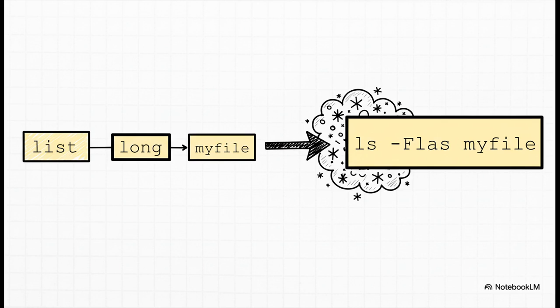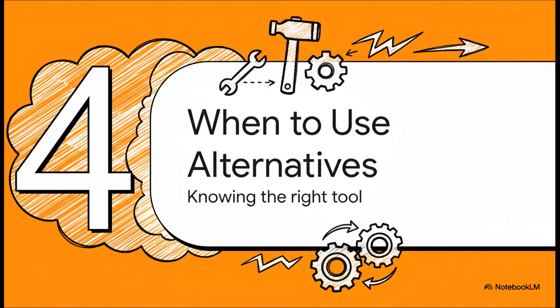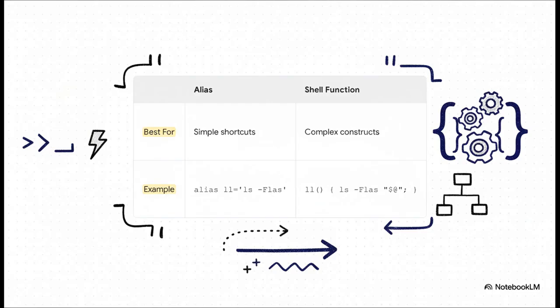How cool is that? Now, aliases are awesome, but let's be real, they're not a silver bullet. It's really important to know their limits and to know when you should reach for a more flexible tool, like a shell function. It's all about using the right tool for the job. Here's the rule of thumb I always use. Use an alias for a simple one-to-one command shortcut. It's a direct replacement. But the moment you need to handle arguments in a complex way, or run multiple commands, or use any kind of logic, that's your cue to switch to a shell function.